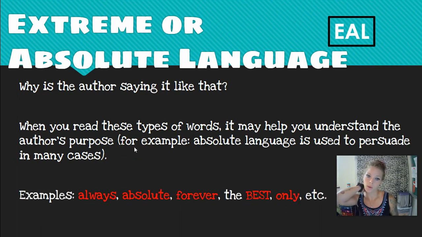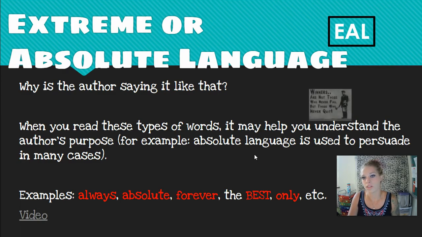The words like always, absolute, forever, the best, only. So if I say the best pizza place in the entire world is Pizza Hut, I'm using extreme language to try and prove to you that this whole article is going to be about Pizza Hut and they've got the best pizza. So you just write a little EAL by those words.